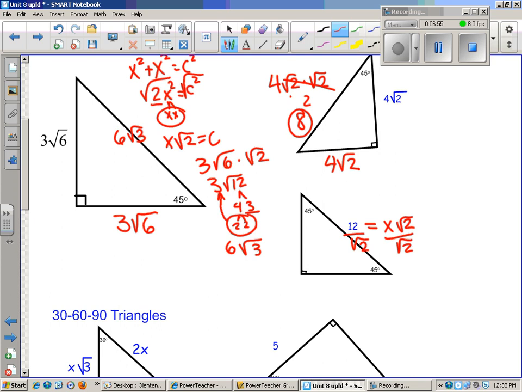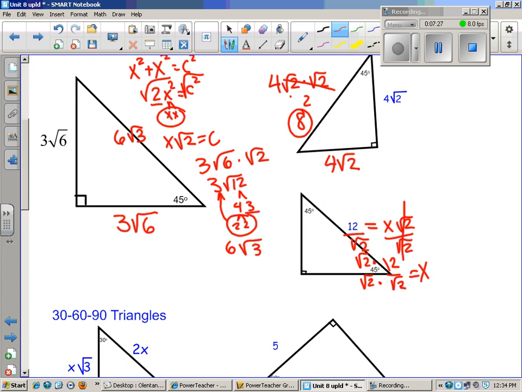Okay? So what's square root of 2 divided by square root of 2? 1. So on this side, I have x. On this side, I have 12 over square root of 2. But if you remember back to geometry or algebra, you can't have a radical in the bottom of your fraction. So to get rid of it, we multiply by whatever the radical is. Since it's radical 2, we're going to multiply by radical 2, top and bottom.